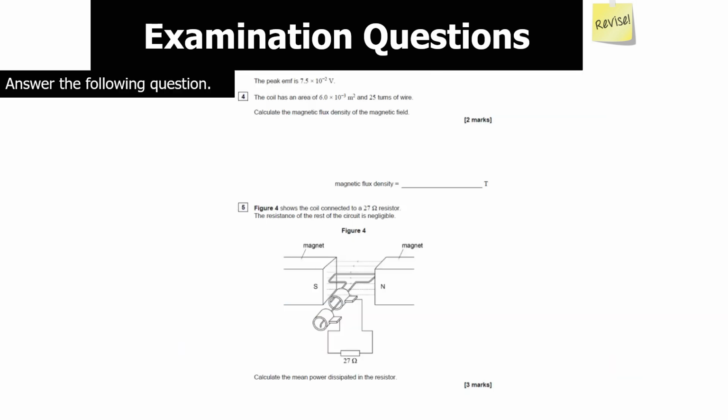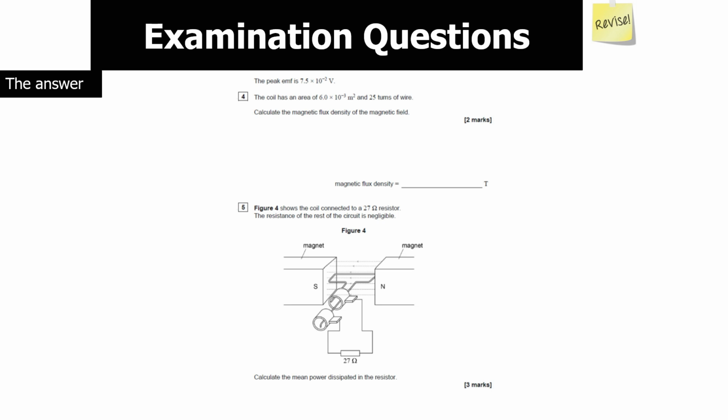The next question says, the peak EMF is 7.5 times 10 to the minus 2 volts. The coil has an area of 6.0 times 10 to the minus 3 meters squared and 25 turns of wire. Calculate the magnetic flux density of the magnetic field. And Figure 4 shows the coil connected to a 27 ohm resistor. The resistance of the rest of the circuit is negligible. Calculate the mean power dissipated in the resistor. So pause the video now, then unpause the video when you want to go through your answer.